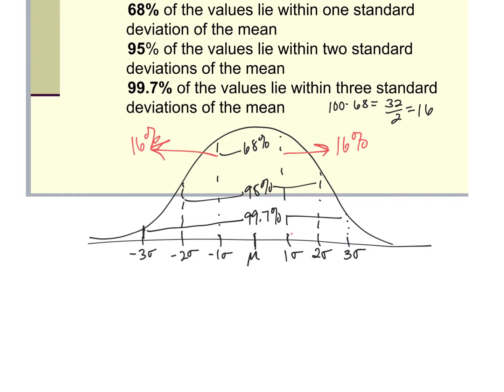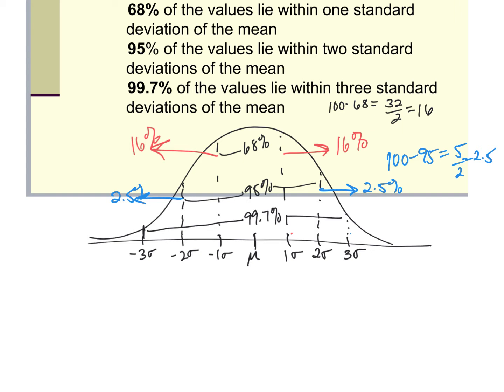If we have 95% in the middle, 100 minus 95 is 5. And in 2 symmetrical tails, that's 2.5%. So above 2 standard deviations is 2.5% of the data. That means 2.5% of the time something is more than 2 standard deviations from the mean, which is pretty unlikely. Okay, it's unusual. That's a small percentage.